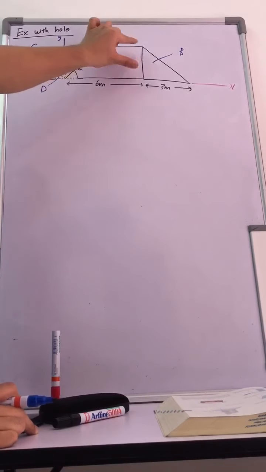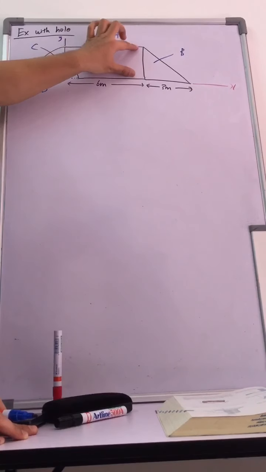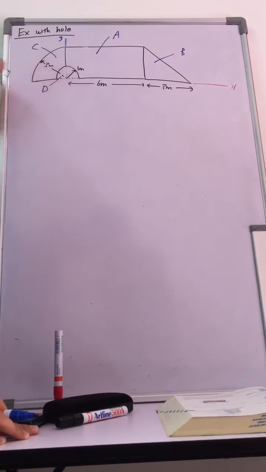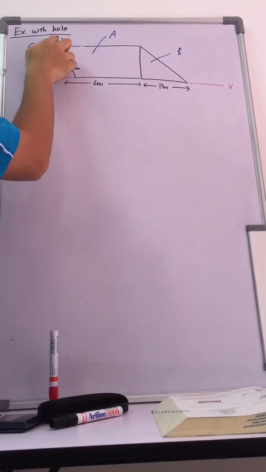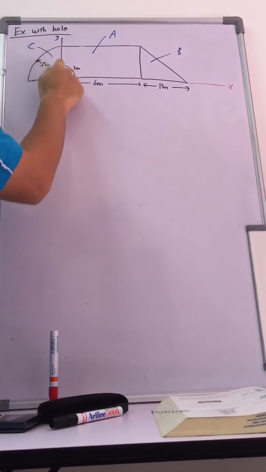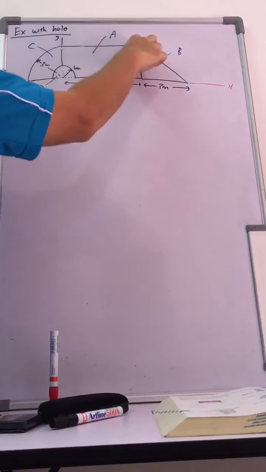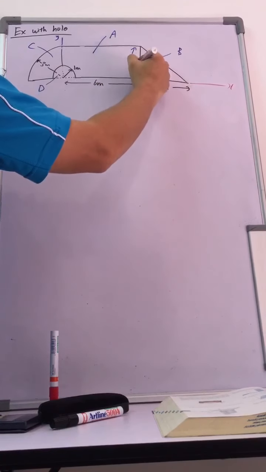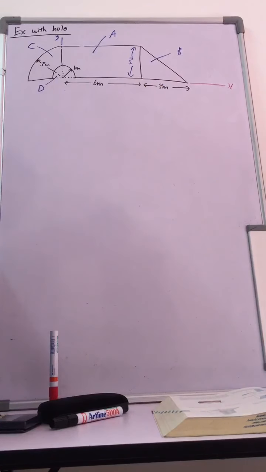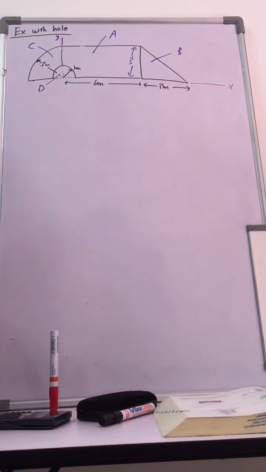So this is 6. Can you tell me how much is this? This is 3, right? Why? Because this is a 3 meter radius. Of course, this will be 3. This one will be 3, because this is a quarter circle. So this is 3, this is 3. This is 3 meters. It's not given in the question, so you have to figure this out.